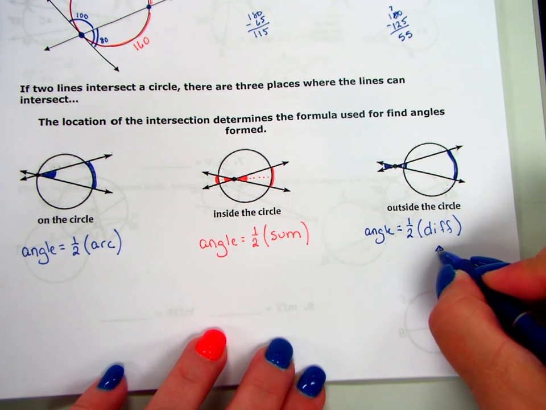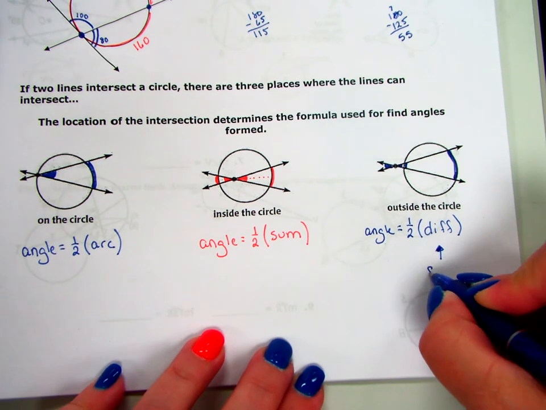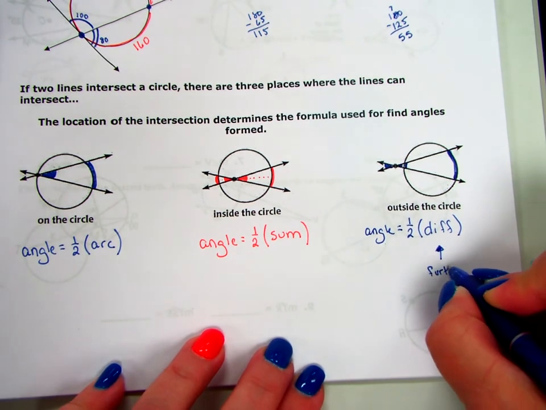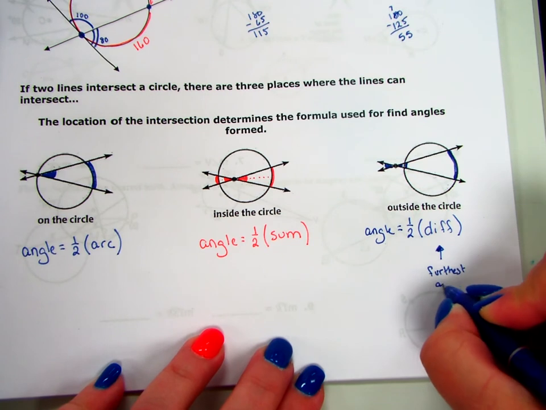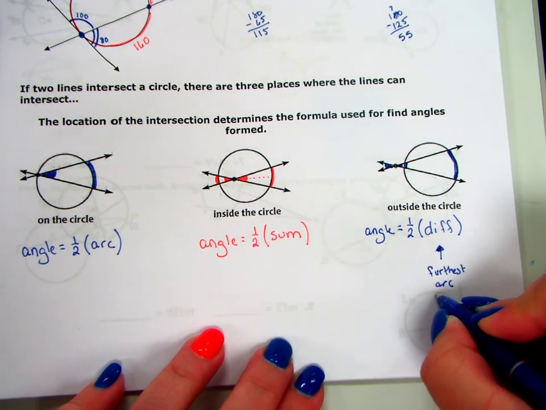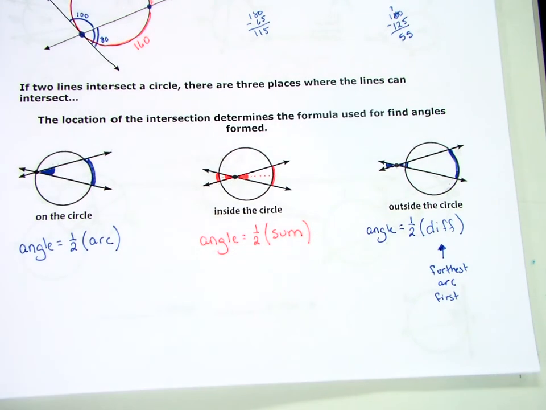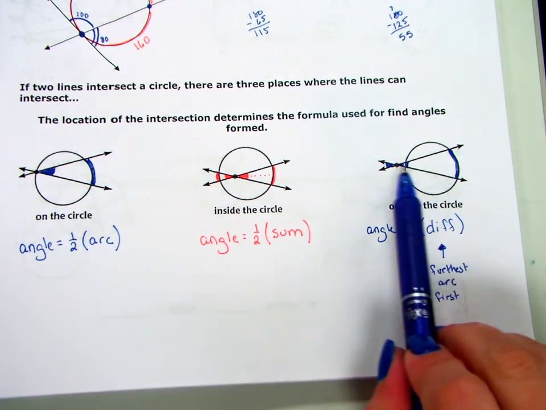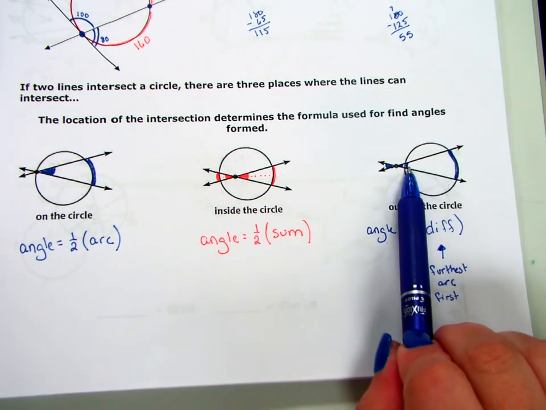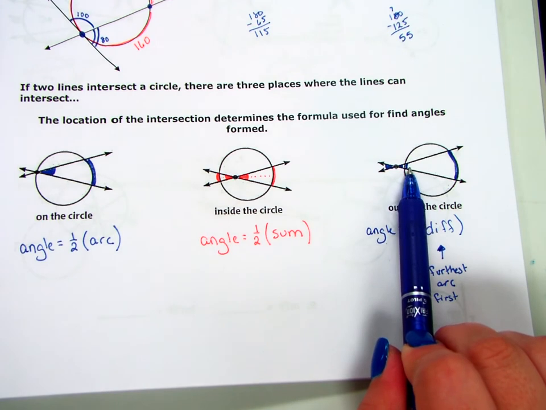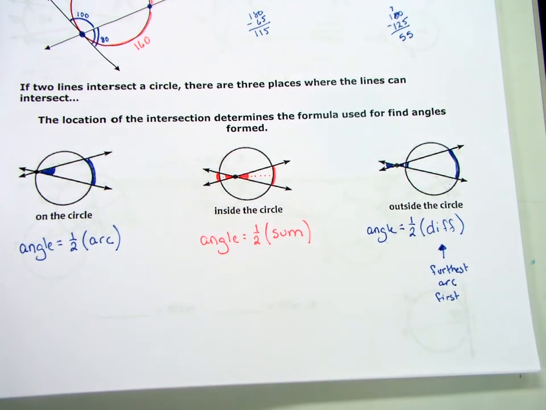It's important to note that when you put your arcs in, you always want to put the furthest away arc first, because that's always going to be your biggest one. And if you put a big number minus a small number, you get a positive. But if you do a small number minus a big number, you get negative. And we don't do negative angles. So you're always going to do the far away arc minus the nearer arc. Okay? Ready for some examples?